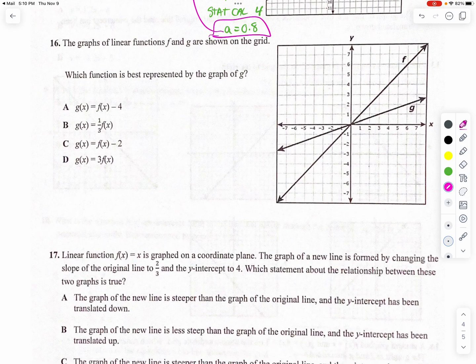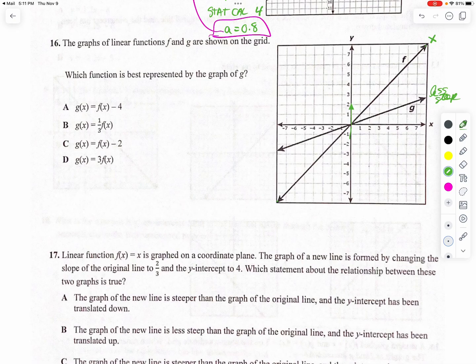For 16, it says which function is best represented by the graph of G. They gave us the parent function, or both of the functions here. You want to note that this F is definitely the parent function because it goes through the origin from corner to corner. So that's the parent. And look at what's happened to G. G has not shifted up nor down, right? But it has gotten closer to the x-axis, which means it is less steep, right?